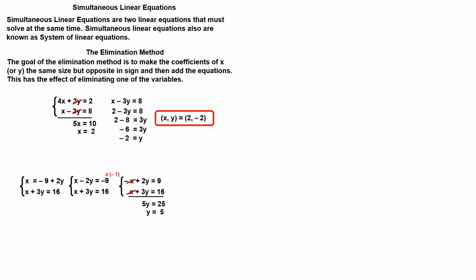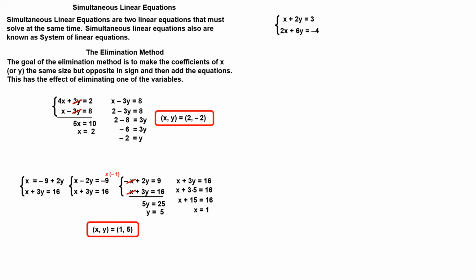Substitute y equals 5 into one of the original equations and solve for x. Substitute y by 5 into the second equation and solve for x. X equals 1. The solution is x equals 1, y equals 5. Let's solve this system of equations. Look for terms that become eliminated.